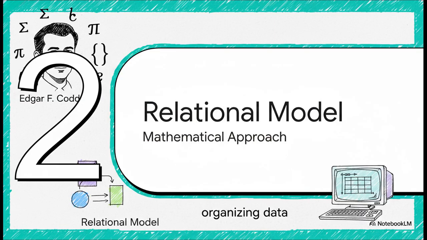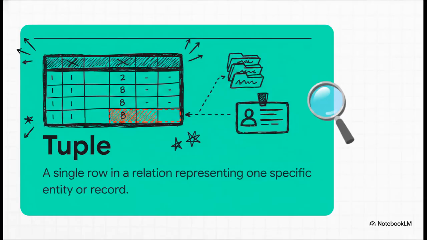Section 2. Enter the relational model. So, in the 1970s, an IBM mathematician named Edgar F. Codd stepped in and completely revolutionized the field. He did this by applying pure mathematical set theory to organizing data, a real game changer. Let's demystify some of the jargon, starting with the tuple. Now, while we commonly just call this a row, Codd used the term to enforce mathematical rigor. It represents one distinct, unduplicatable entity, like a specific student's record, within a strict set. It's not just a line on a page, it is a discrete mathematical object.